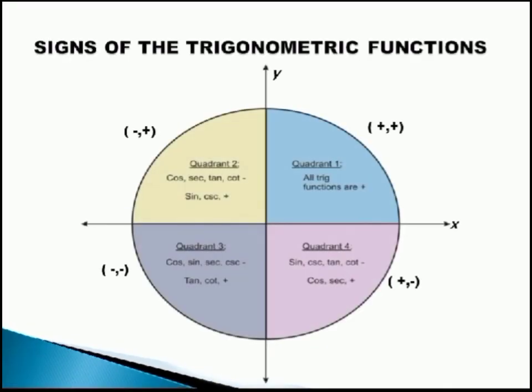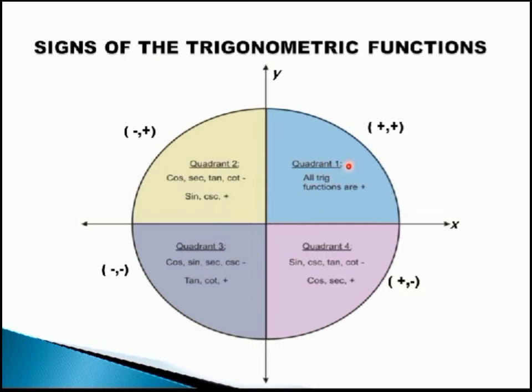Signs of the trigonometric functions. So we should always remember that the signs of the 6 trigonometric functions will change based on the signs of x and y. So it is very important to know what the sign of x and the sign of y are. While the sign of the radius is always positive.